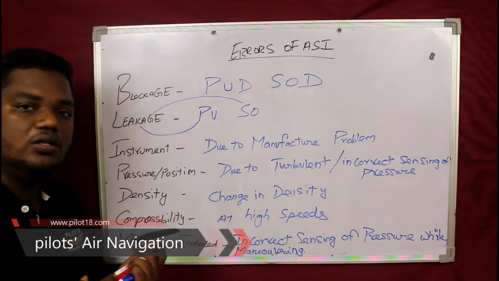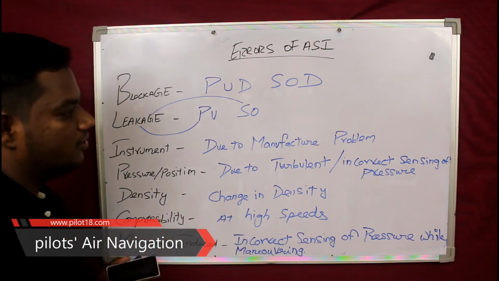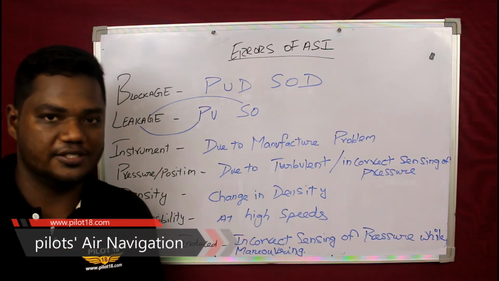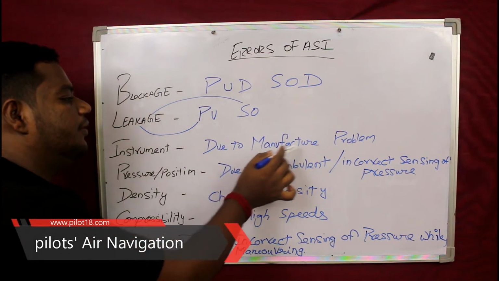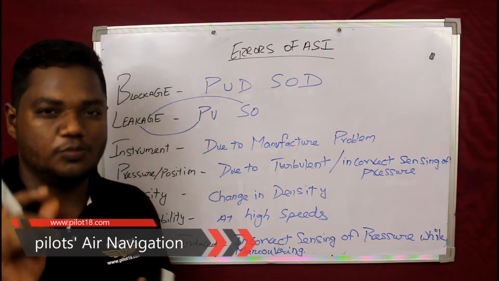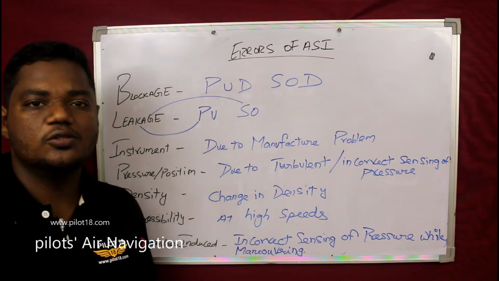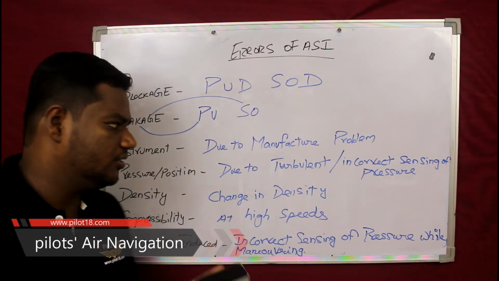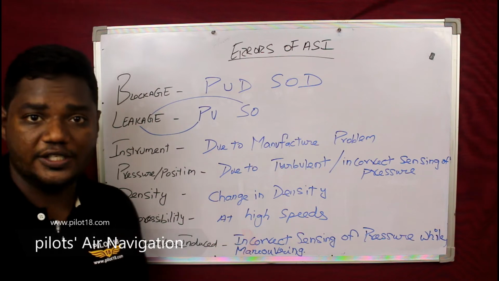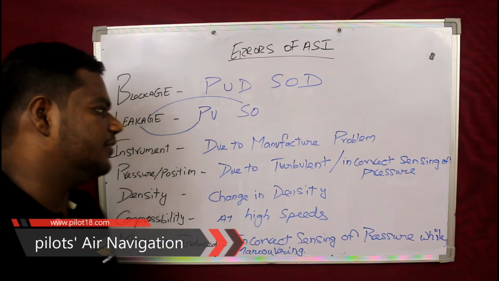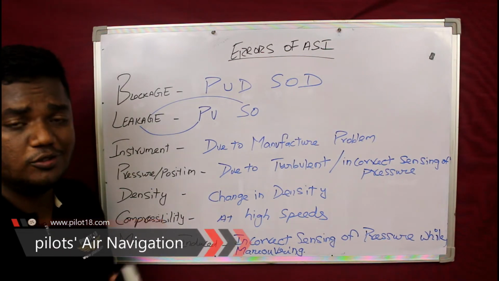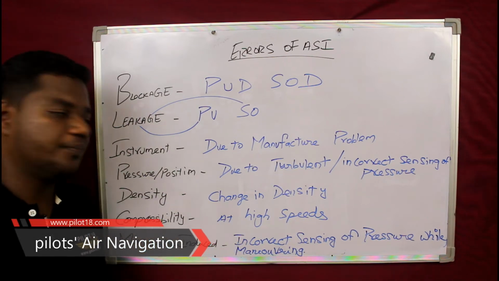Next, instrument error. All instruments are made as perfectly as possible, but none of them is 100% perfect. Due to manufacturing imperfection, and we have seen the linkages and small tiny objects in the airspeed indicator, maybe the gears are not properly aligned, or there is more friction in the needle. Any imperfection will make the instrument give the reading incorrectly. It may give higher, it may give lower. Those errors are known as instrument error.